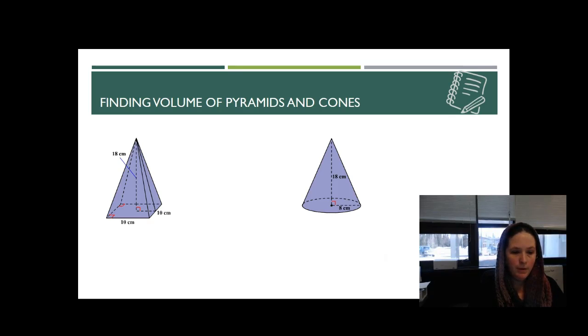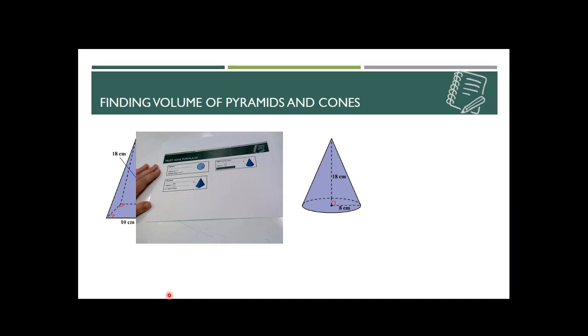So the first one that we're going to do today is finding the volume of pyramids and cones. So I have one pyramid and one cone here that we're going to go ahead and find the volume of. So I'm going to switch over to the whiteboard and see how that goes. So our first problem here, you'll notice, gives us a pyramid. It has a square base and then a height of 18. It asks us to find the volume of that.